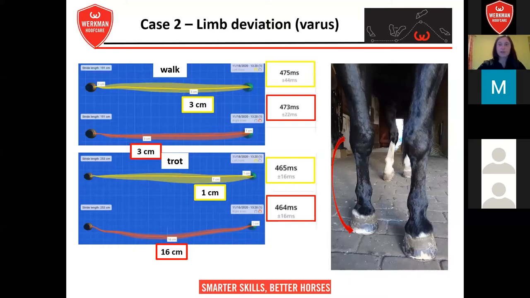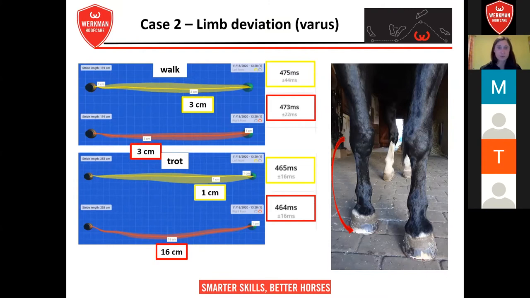The second case is a customer of mine with varus conformation and a toed-in conformation. Usually it's much worse. This is directly after trimming. I couldn't find a good picture of it before trimming. So usually he's standing much worse, and he has a very obvious varus conformation. If you check the limbs, the right one is the limb with the deviation. And you see in walk, both limbs are more or less even, so you have quite a straight motion of the limb during swing phase. The sideways motion is very small, just 3 centimeters.